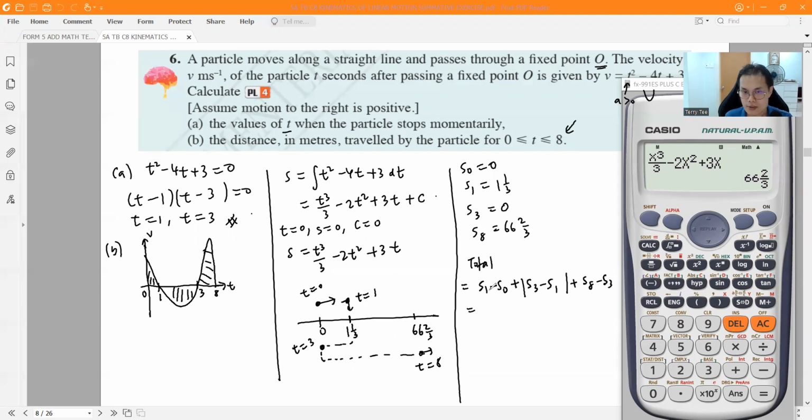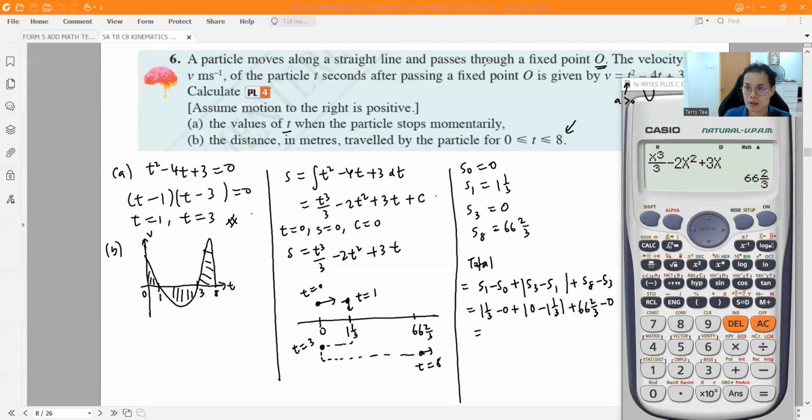Okay, now my S1 is very simple. 1 over 3. S0 is 0. Wait, my S3 is 0. So I need to put 0 here, modulus, minus 1 over 3. And then this is 66 and 2 over 3 minus 0. Okay, basically it's 1 over 3 times 2 plus 66 and 2 over 3.